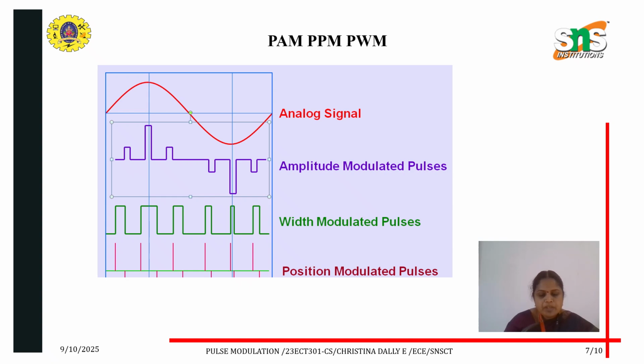PAM, PPM, and another one, PWM. Here we are applying the analog signal as the input. In amplitude modulated pulses, the amplitude is varied. In width modulated pulses, the width is varied with respect to the analog signal. In position modulated pulses, the position is varied according to the analog signal. This is the difference between pulse amplitude modulation, pulse position modulation, and pulse width modulation.